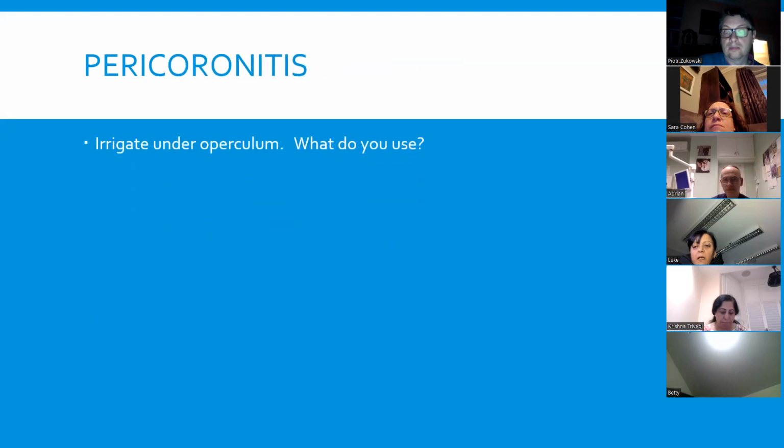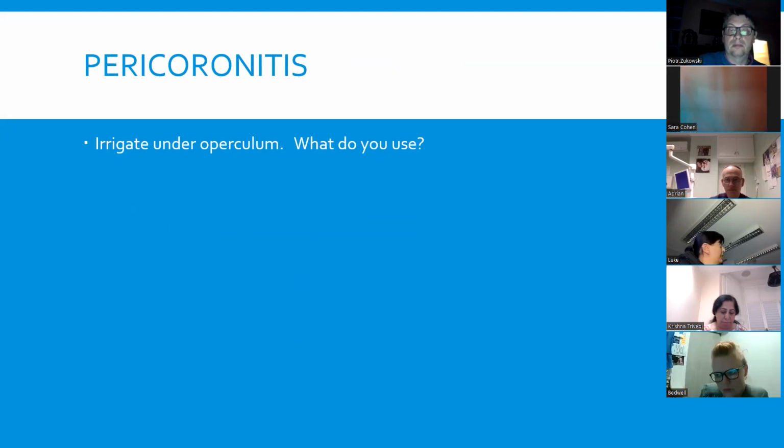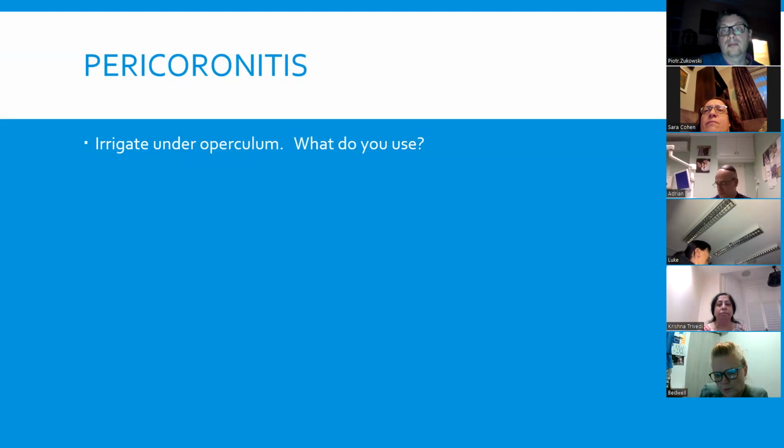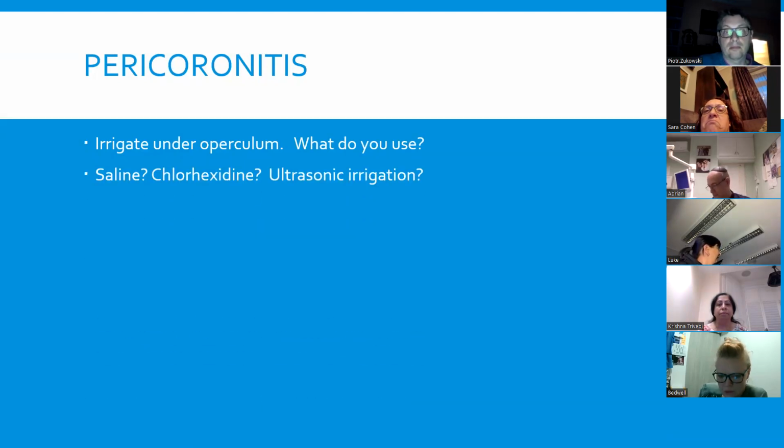Pericoronitis, irrigate under the operculum. What does anyone use? Anyone want to shout out what their first choice is on this? Chlorhexidine. Chlorhexidine, yeah. Anyone worried about anaphylaxis of that? I'm not massively, but it does exist. You could use saline. Chlorhexidine is what I tend to use.